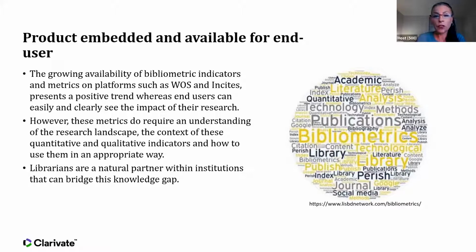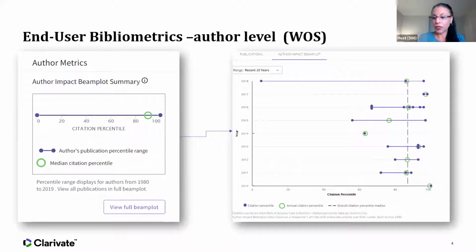So end user bibliometrics, really some examples are, for example, the beam plots that have recently been added to Web of Science. Some of you have seen those before. This is a very good example of a new metric or new visualization that was added to our product. However, as clear as it is, sometimes there's a need to explain exactly what they are, how to use them best, and how to utilize them on the end user side.